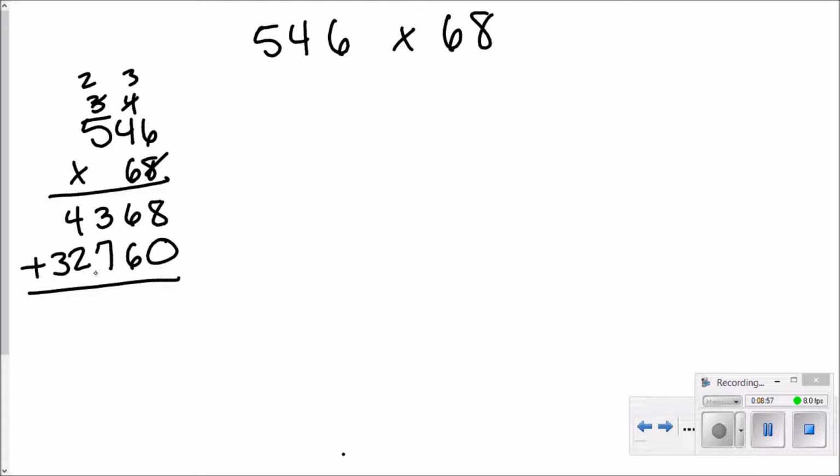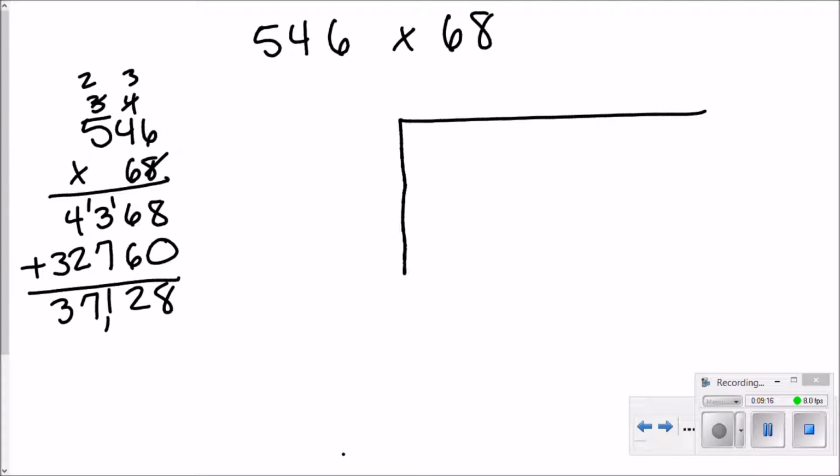Find the sum of the two products here. We get 8, 2, 1, 1, carry the 1. 1 plus 4 is 5, plus 2 is 7. And we have a 3 in the 10,000s place. So our answer should be 37,128. So over here on the right, I am going to show you the area model.